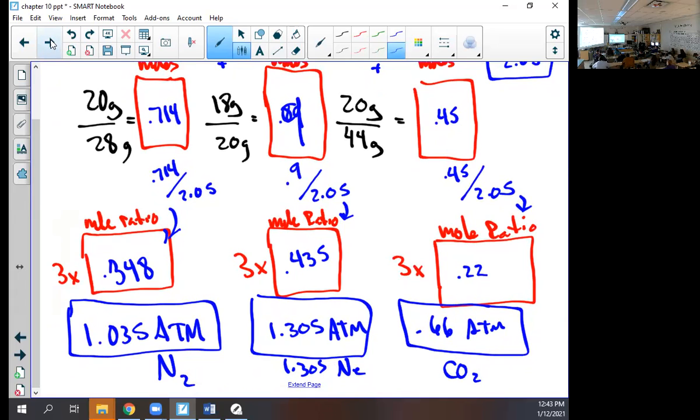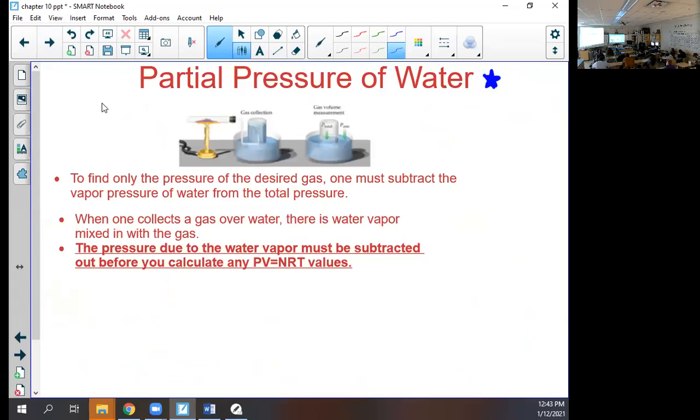All right, moving on. Partial pressure of water. When we do any type of gas collection, if it's done over water, we must realize that there's water vapor in the air. So to find only the pressure of the desired gas, one must subtract the vapor pressure of water from the total pressure. It's super easy. You just got to remember to do it.